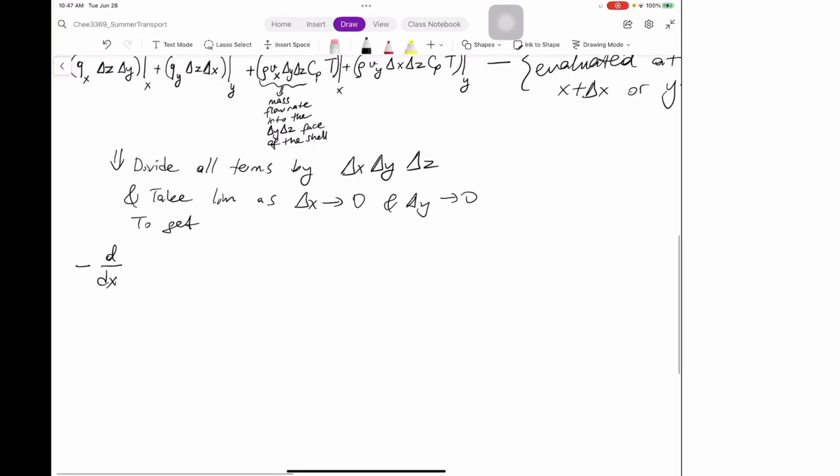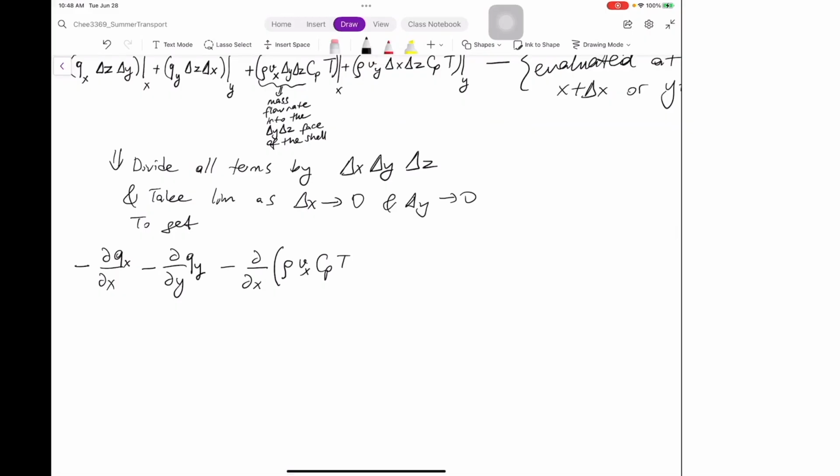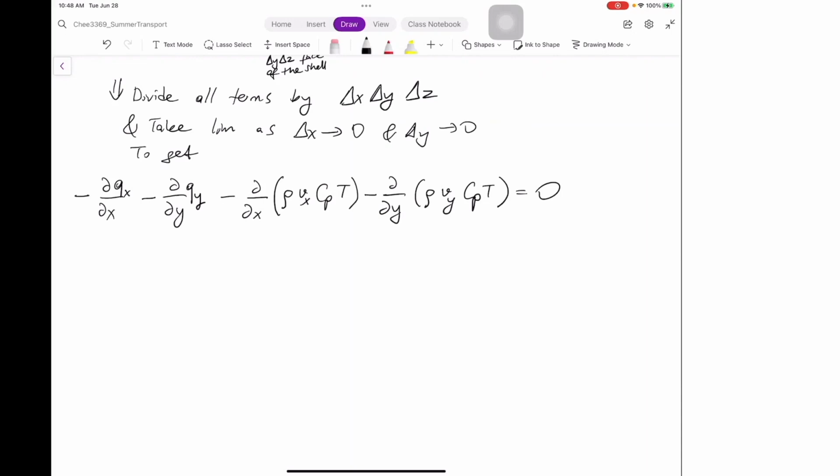minus partial derivative, del over del x, qx, minus del over del y, qy, plus, or minus again, del over del x, rho Vx Cp T, minus del over del y, rho Vy Cp T is equal to 0. So we got quite a neat equation, right?